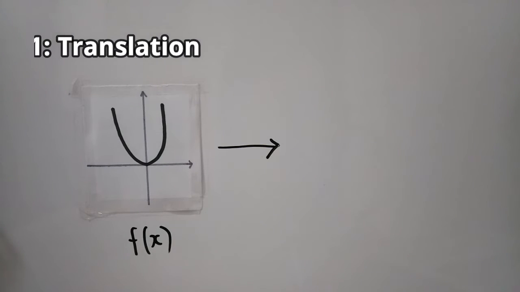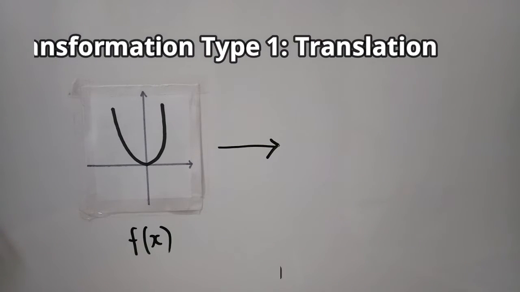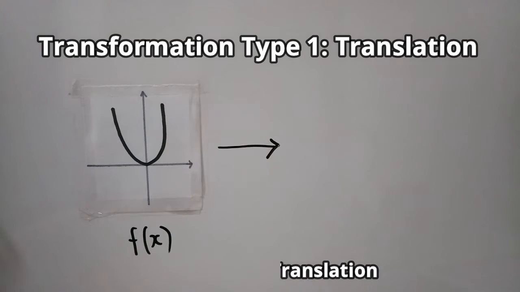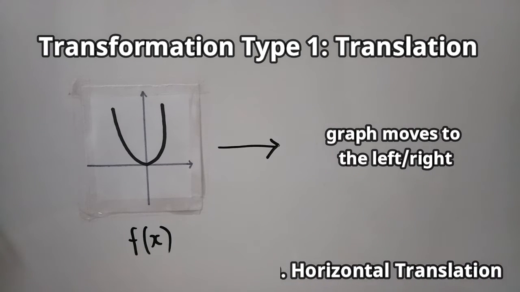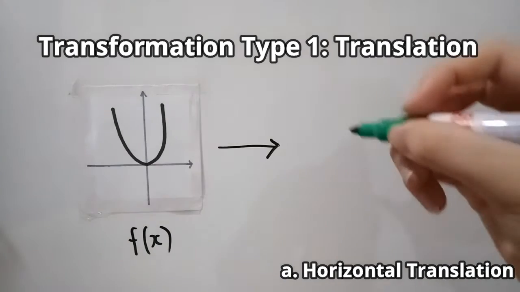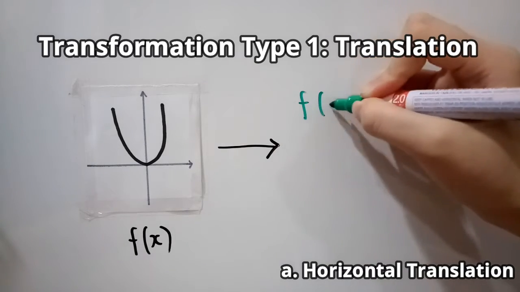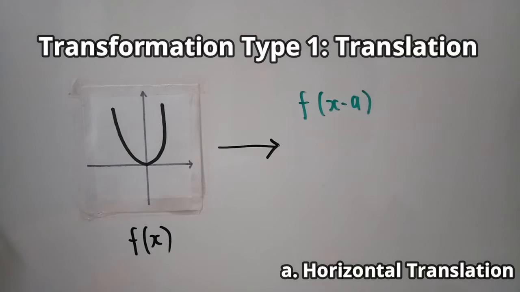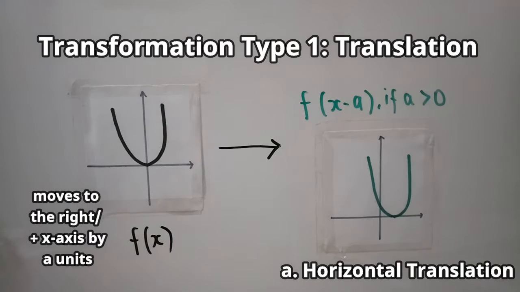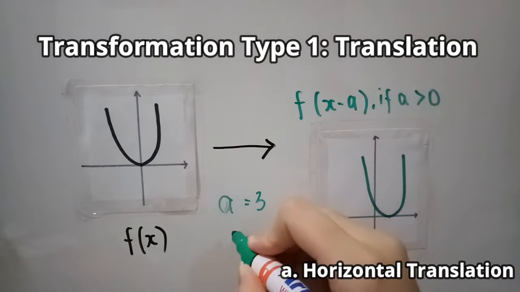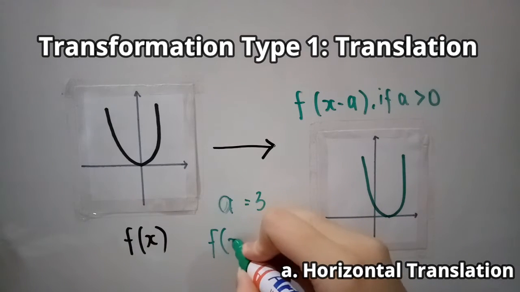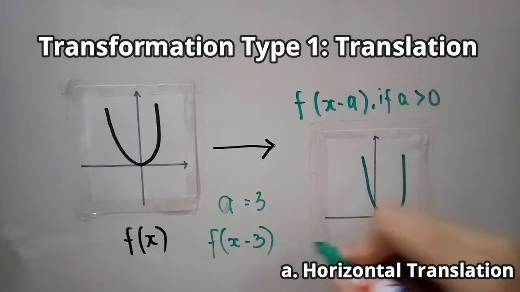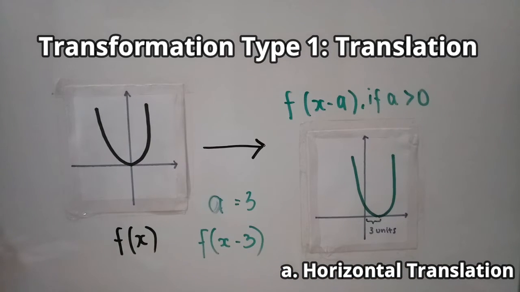Transformation type 1, translation. A. Horizontal translation. A horizontal translation occurs when the function's graph is moved to the left or to the right. If we have the function f(x), a horizontally translated function would have the form f(x - a). If a is bigger than 0, f(x) moves towards the positive x-axis, or to the right, by a units. Such as if we have a equal to 3, we have f(x - 3). Then the graph moves to the right by 3 units.